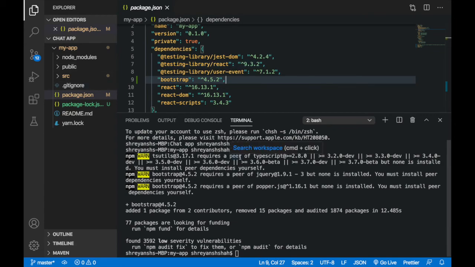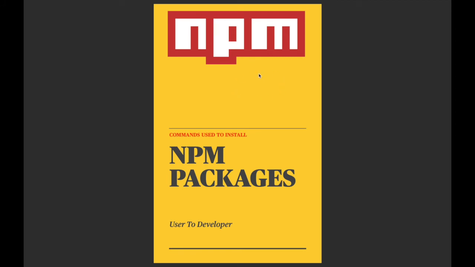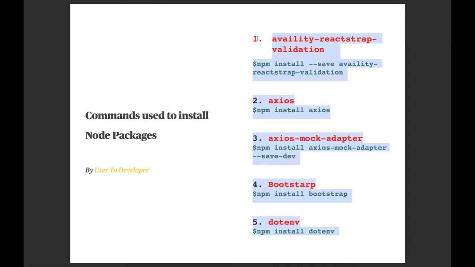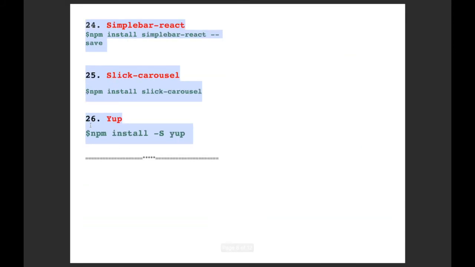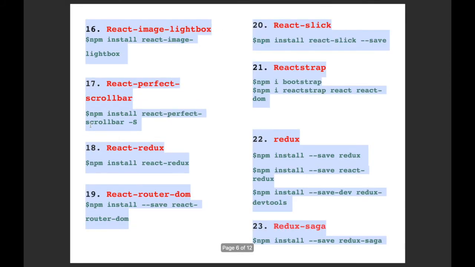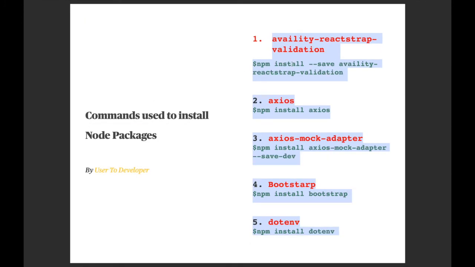In the same way we have to use several packages while we will be making the UI of our project. As you can see here, I have prepared a PDF for that purpose. In this I have listed all of the commands which will be used to install npm packages. You can see that there are various types of packages, from 1 to 26. We will be needing all of these 26 packages in our web application to develop the UI or user interface. So let me start from the first one.